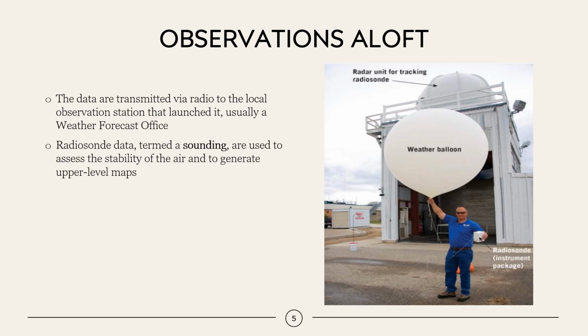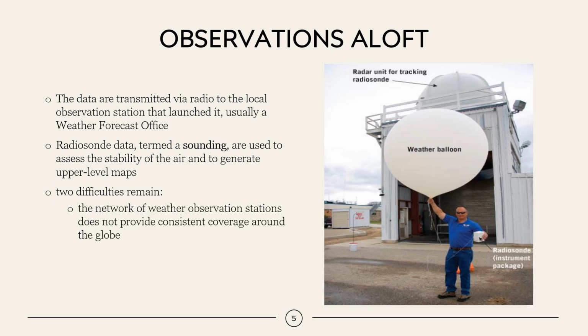And despite the advances in weather data collection, there are two difficulties that remain. First, the network of weather observation stations does not provide consistent coverage around the globe, particularly over the oceans and in remote areas. And the second difficulty to take note of is that observations may have inaccuracies due to instrument and/or transmission error.